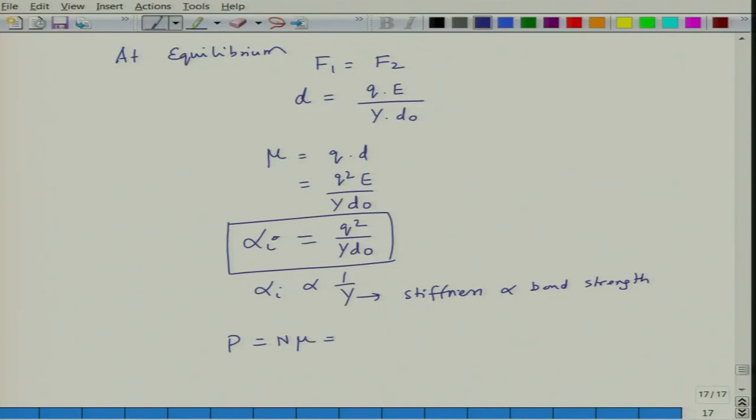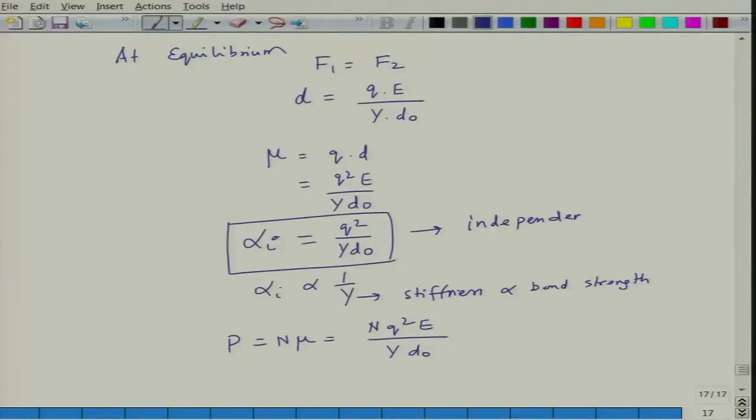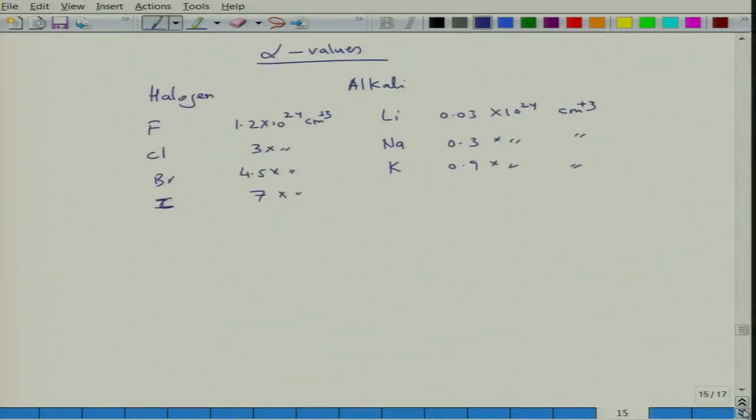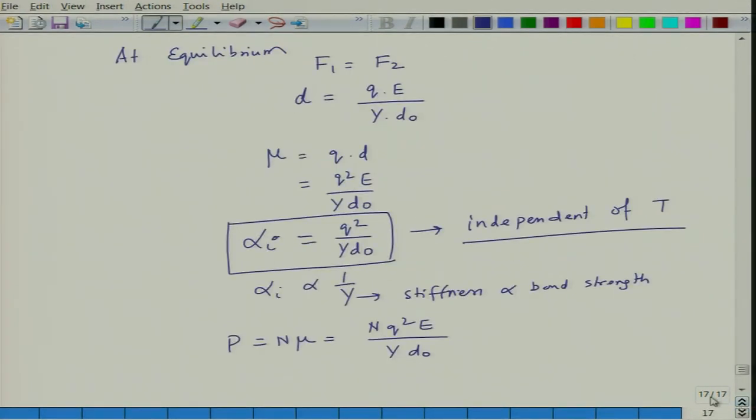And accordingly, you can also calculate the polarization. So polarization will be equal to n into mu, and this will be equal to n Q square E divided by Y D naught. One thing that you might note here is there is no temperature dependence. It is independent of temperature. So this alpha I is independent of temperature. Similarly, in the previous case we saw, this is also independent of temperature. You might have some change in R, but there is no strong dependence upon temperature except that the size will change as a function of temperature. So there is no temperature term as such. Okay.